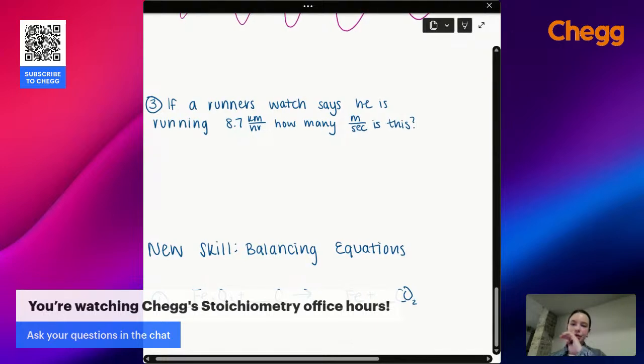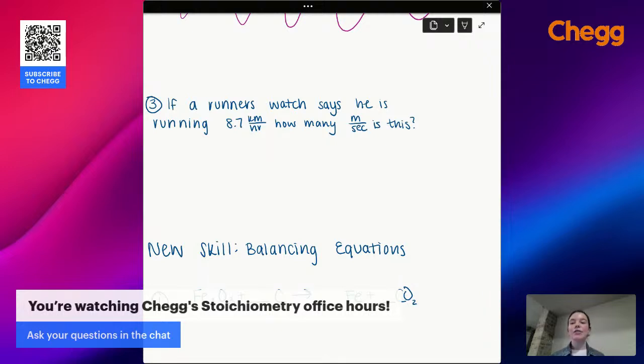But we're going to go to runners. If you're a runner, this might come up in your running. If you're wanting to convert your time from miles to meters or miles to anything, this is how you would do it.